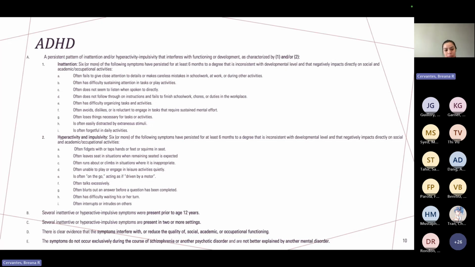Okay, and then B, several inattentive. So whatever the symptom is that you're going to be endorsing, I don't remember when this cropped up, but it needs to be present prior to age 12. So again, we think of this as chronic and neurodevelopmental. So it needs to have some sort of onset in childhood and be maintained over time. Like that adult client I was talking about who was 27 when I was seeing her, she definitely endorsed ADHD symptoms much before adulthood.